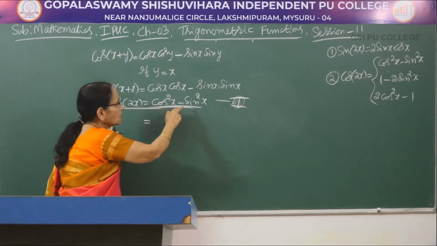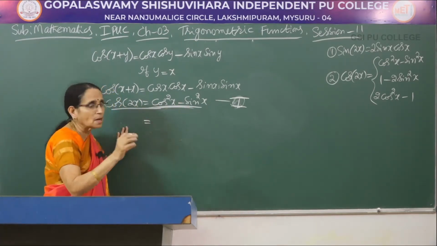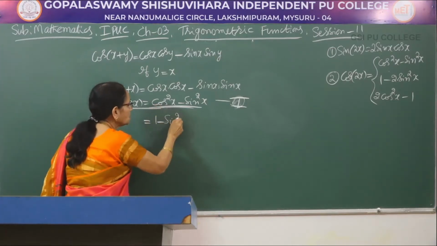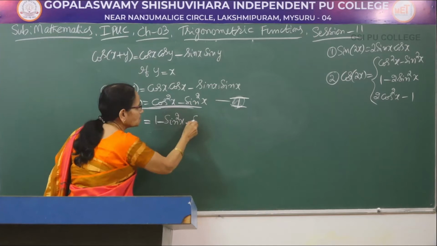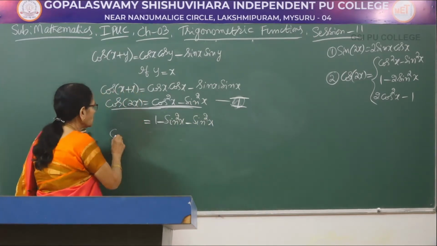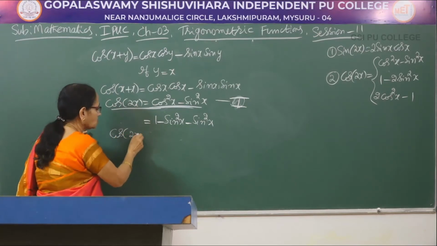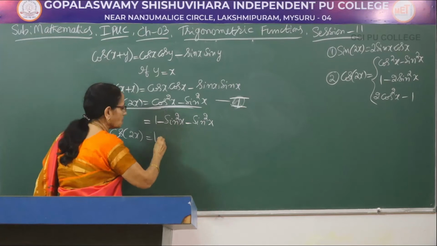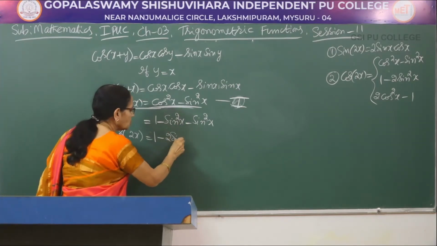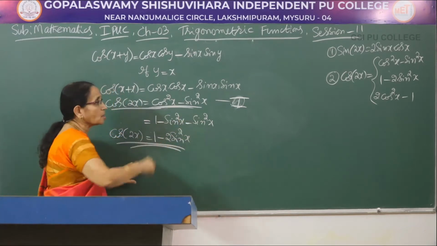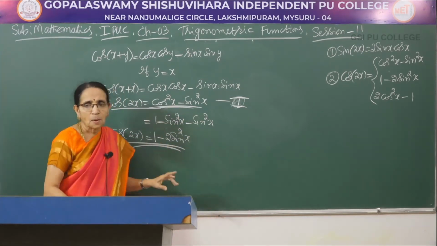Because I want everything in terms of only sin here, write this cos square x as 1 minus sin square x, and the other sin square x is written as it is. Therefore, the left hand side is the same, cos of 2x. You observe 1 minus, minus, both of them are minus. You add them. Therefore, it is 1 minus 2 sin square x. So, I got the second result.